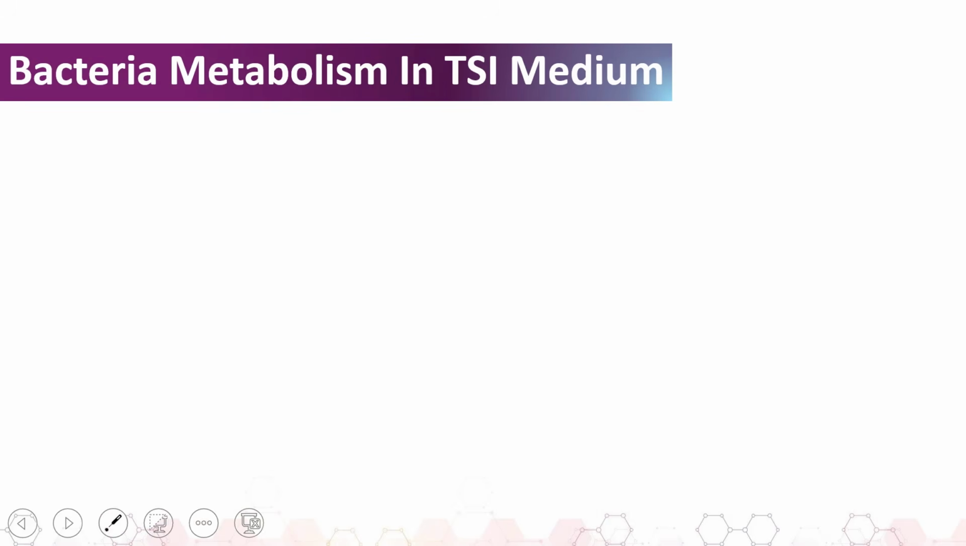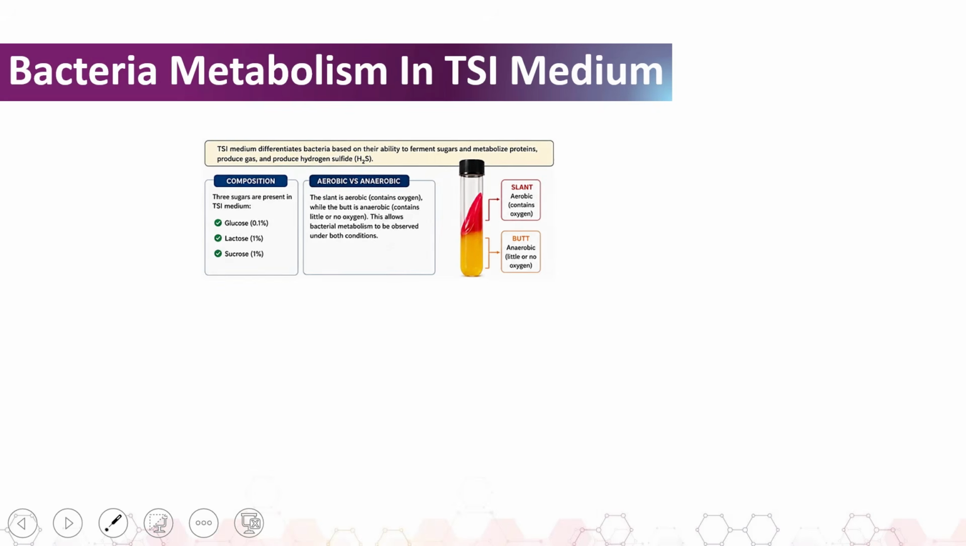Let's look at the bacterial metabolism in triple sugar iron medium. First of all, the TSI medium differentiates bacteria based on their ability to, one, ferment sugars, two, metabolize proteins, three, produce gas, and four, produce hydrogen sulfide.